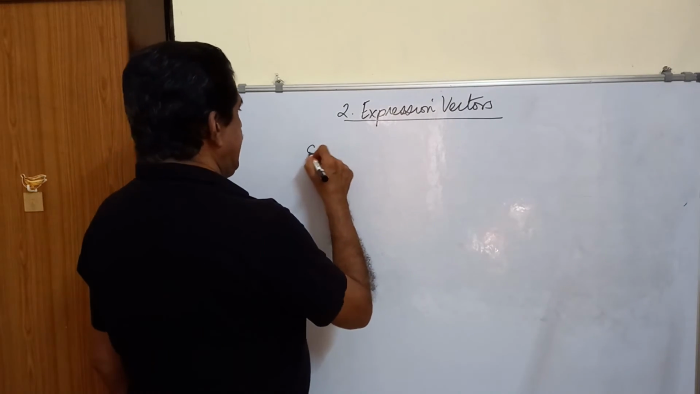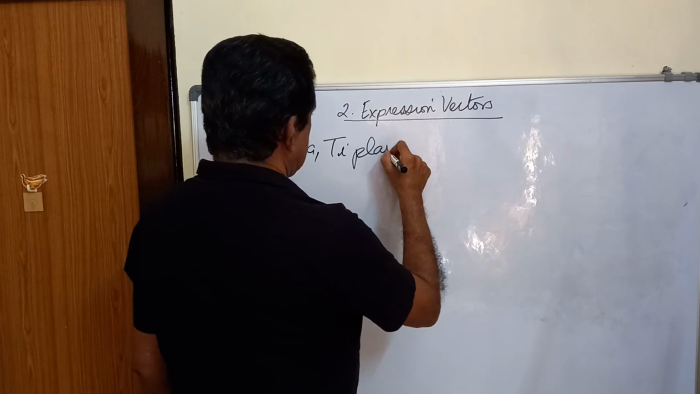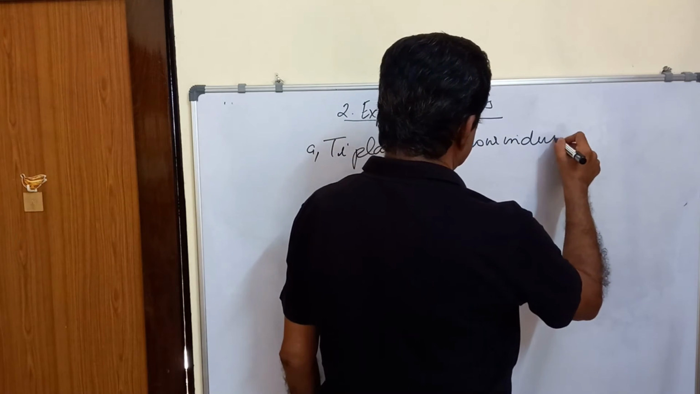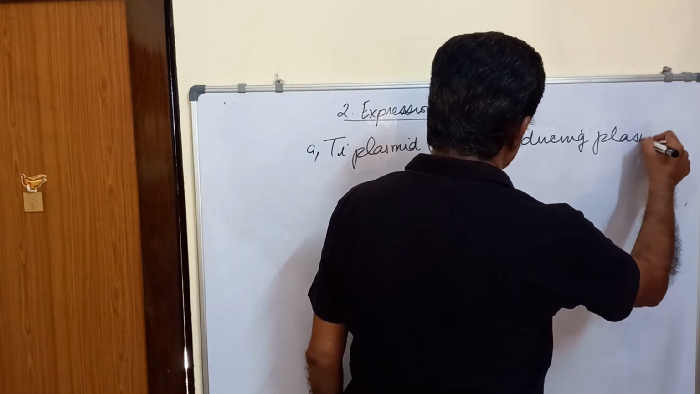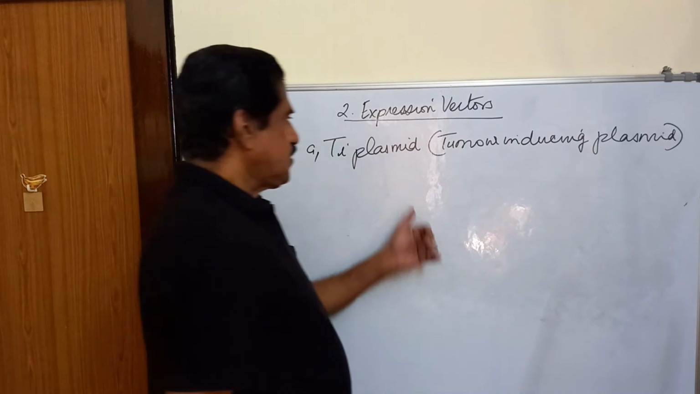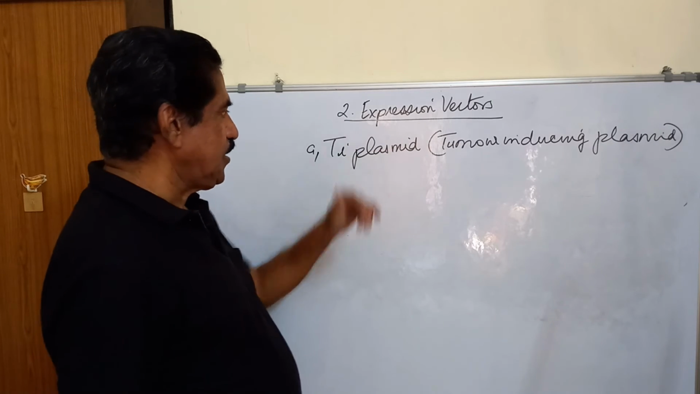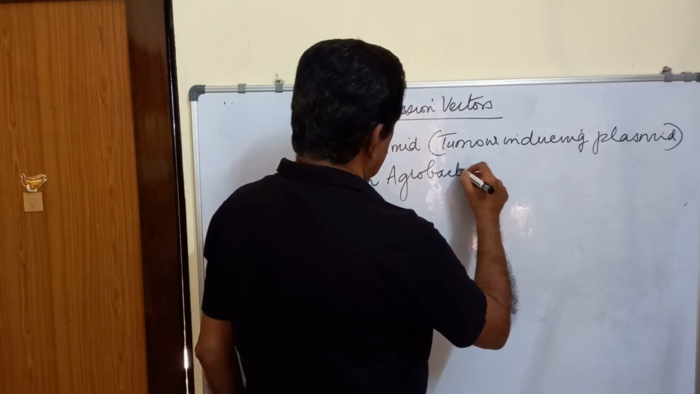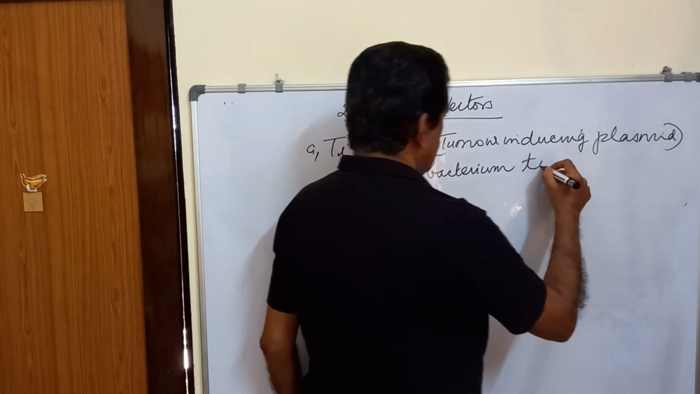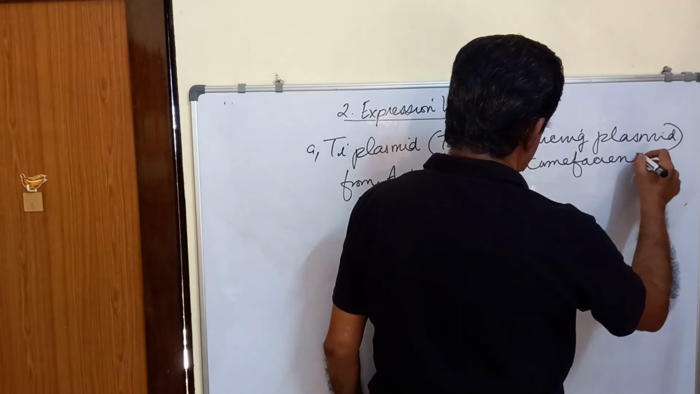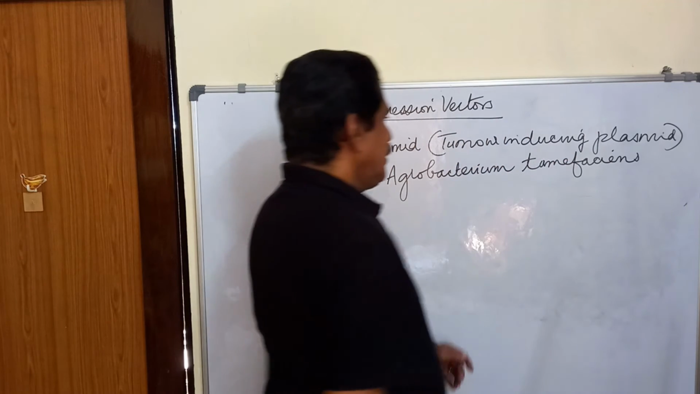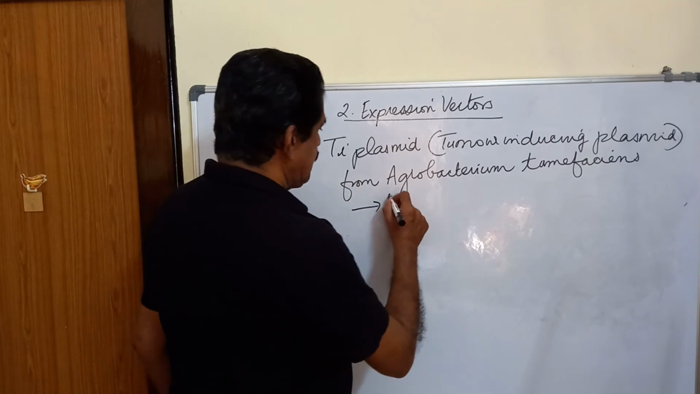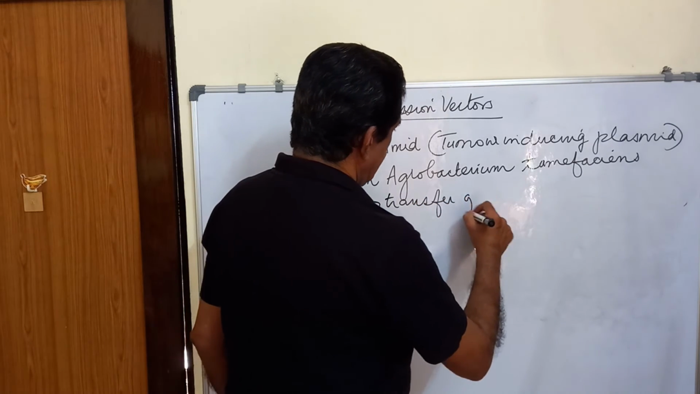Examples: A, Ti plasmid or tumor-inducing plasmid. This is a vector used in plant genetic engineering. It is obtained from the bacterium Agrobacterium tumefaciens. This vector, Ti plasmid or tumor-inducing plasmid, is used to transfer genes into plants.